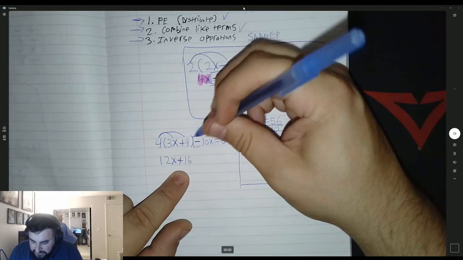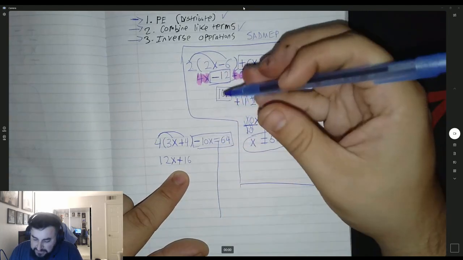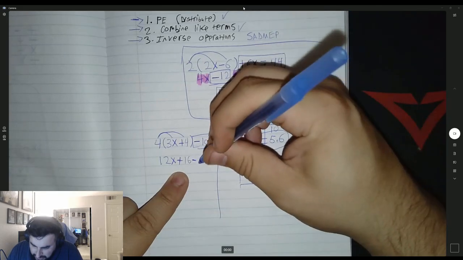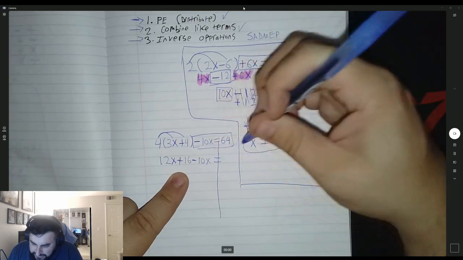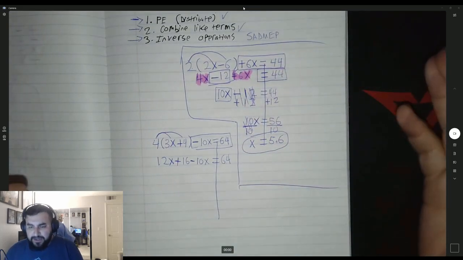Now, did the rest of this change? It did not, so I'm going to draw my line on the equal sign. I should have done that first, but that's okay. So negative 10x didn't change. Let's put them right here. Equal sign always on the line equals 64. Just like that. Okay, see, we're on the right track now.